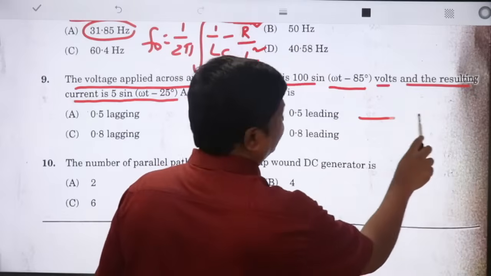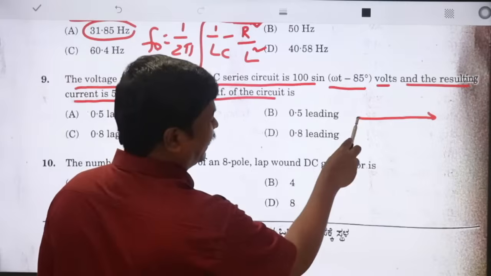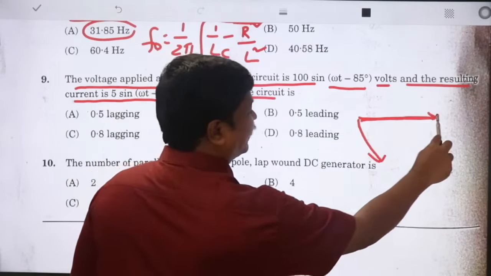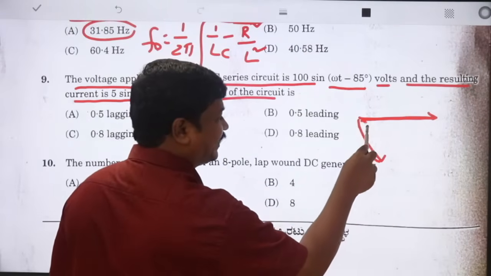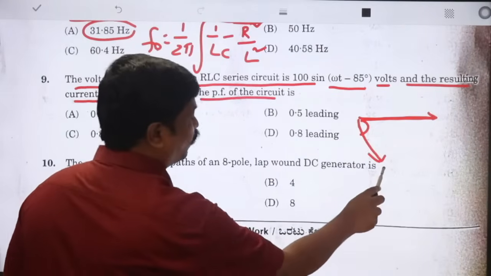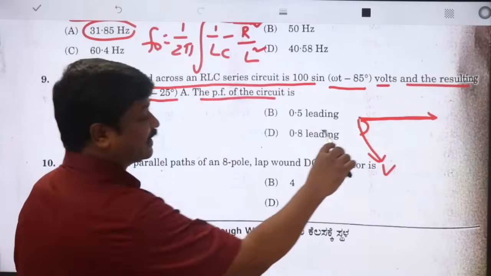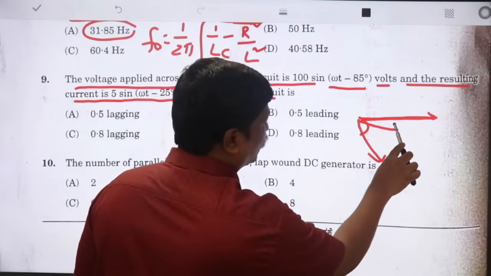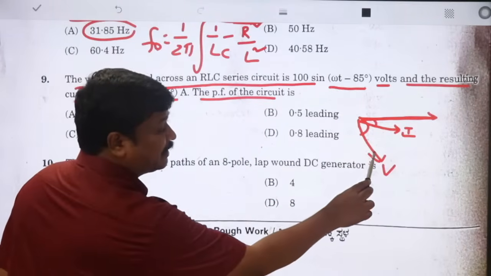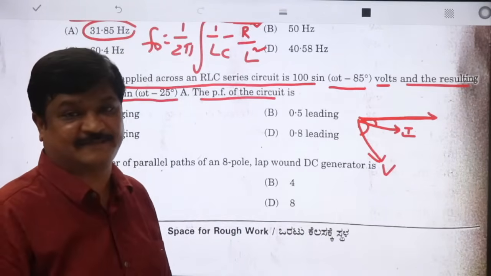First you take a reference here. And where is our voltage? Voltage will have minus 85 degrees here. Minus 85 because this is the reference. This is 90 actually, minus 85, because of the minus I written here. This is the voltage V. There is the current I at minus 25. Very simple question, how they given, you see here. This is I, and this is 25. What is the angle between voltage and current? 85 minus 25 is 60 degrees.